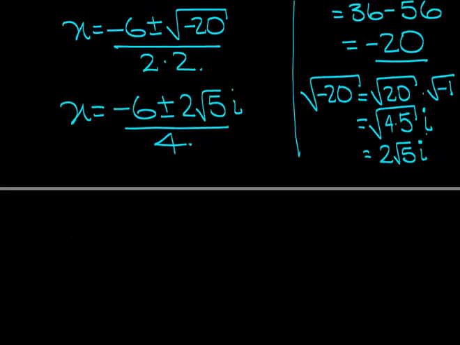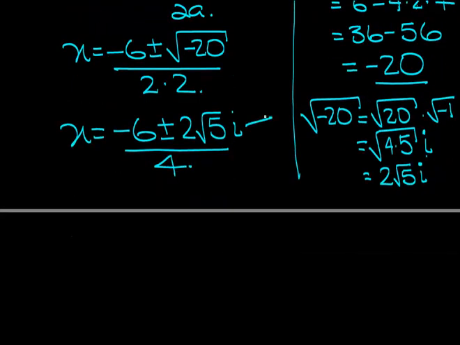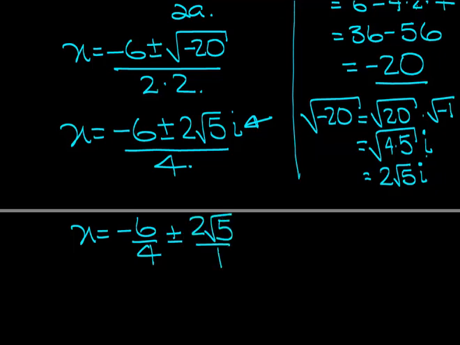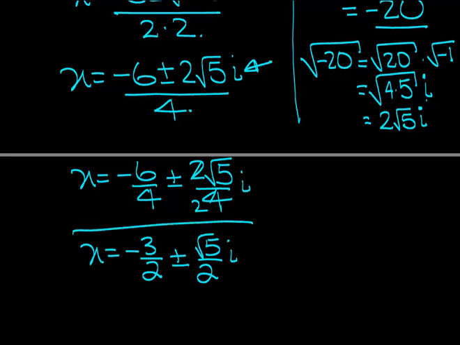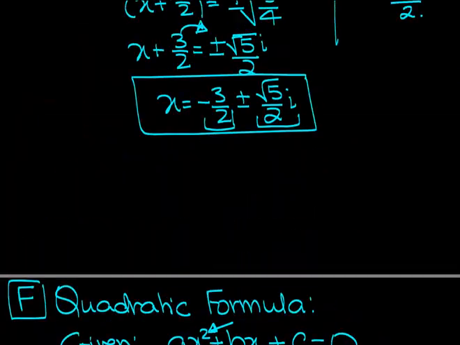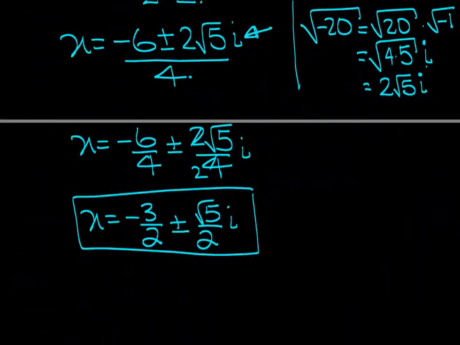And at this stage you might be happy to be done, but you're not. Remember, we have complex solutions, so we have to separate the real and the imaginary part. So you get negative 6 over 4 plus or minus 2 square root of 5 over 4i. And then we can reduce also. Don't forget to reduce. Negative 3 over 2 plus or minus, this cancels, becomes a 2, so it gets square root of 5 over 2i. And there's your answer. That's exactly the same answer we had here. You can see that right there.